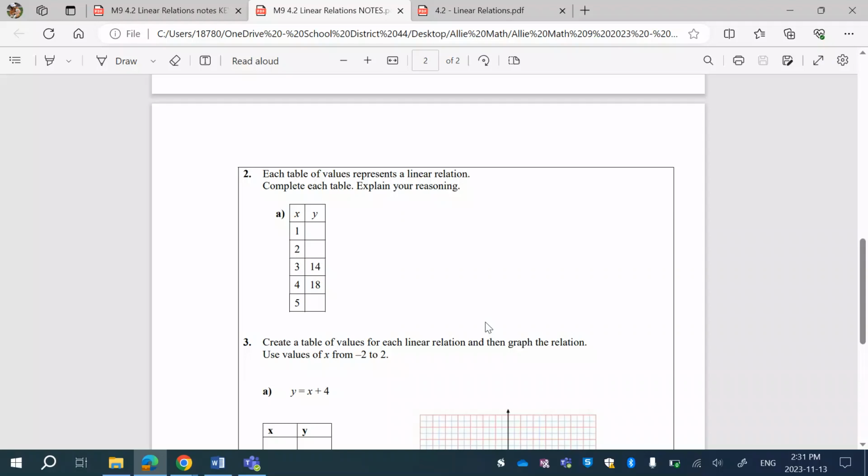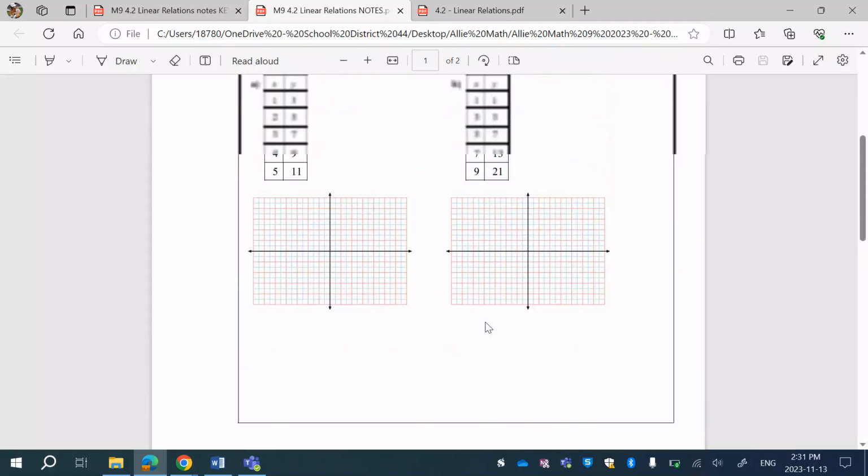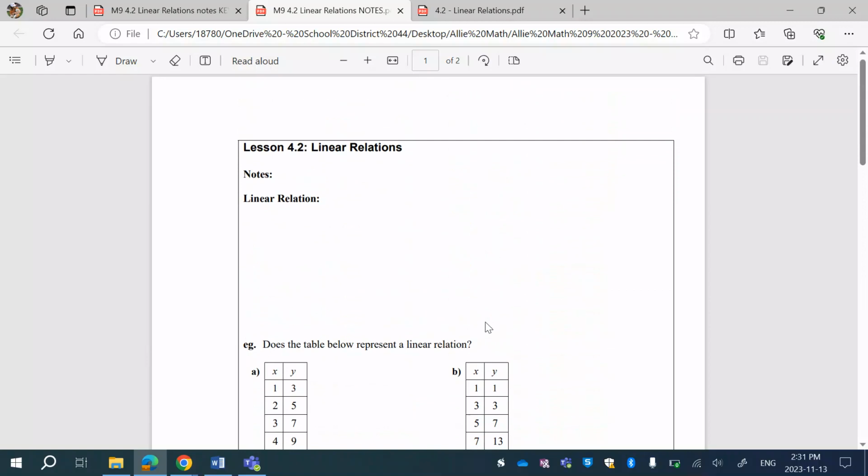Hello, everybody. Here we are, 4.2 linear relations. Just a few notes before we start.